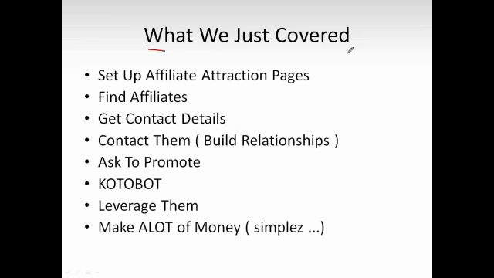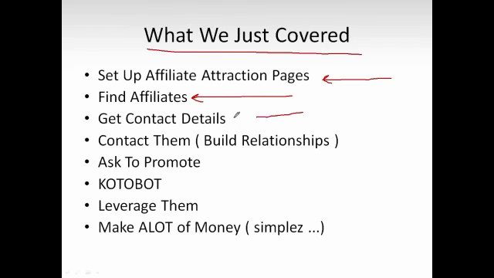So what we just covered on this module, we've covered setting up affiliate traction pages, right? Finding affiliates, getting their contact details, contacting them all in bulk, right? You send them emails one by one, but you email like 50 people a day, and you start to build relationships with those people. We've spoken about how to do it. You then ask them to promote your stuff. You keep on top of being on top.